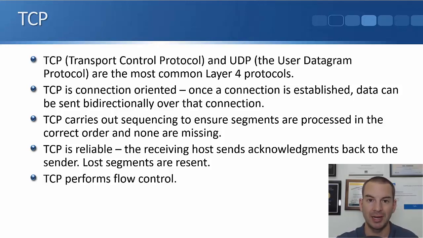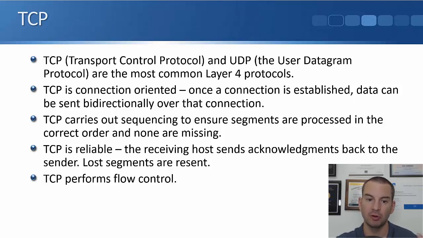So TCP is connection oriented, meaning that once a connection is established, data can be sent bidirectionally between the two hosts over that connection. TCP carries out sequencing, so it includes sequence numbers in the traffic to ensure that segments are processed in the correct order and none are missing. When traffic comes into the receiver, it can look at the sequence number and use that to make sure that it assembles the traffic in the correct order again. It can also check from the sequence numbers if a segment was lost in transit as well.